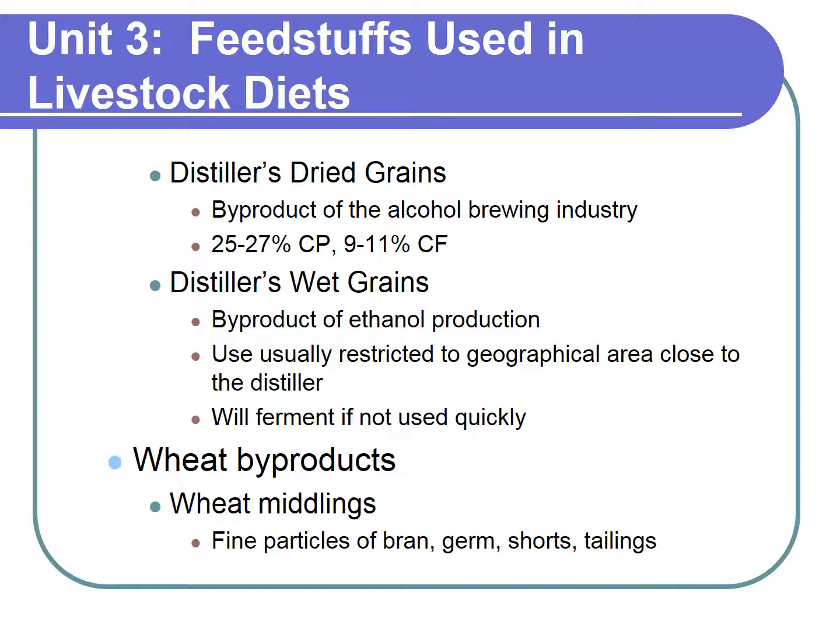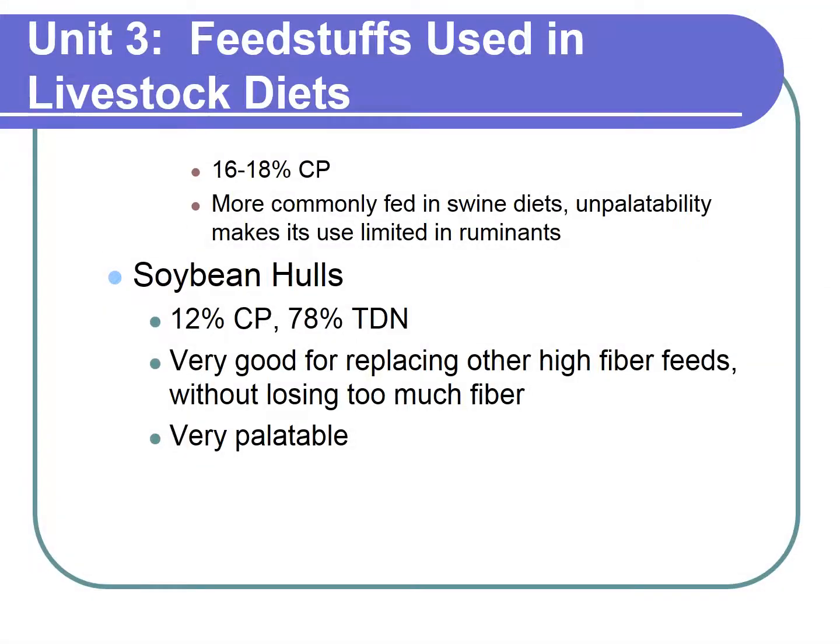Wheat byproducts or wheat mids are in here. Certainly a byproduct of the bread making business, and again, might be about 16 to 18% crude protein. Again, more commonly in swine diets, but I will say of wheat, it's gained a lot of favor in ruminant feeding because it will be price competitive, and we figured out how to process it and make it economical.